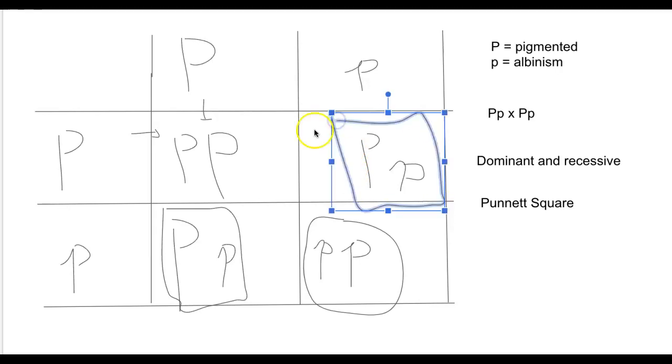But these two individuals would be a carrier of albinism, and this person is homozygous dominant, so they will be pigmented and will not carry the gene at all.